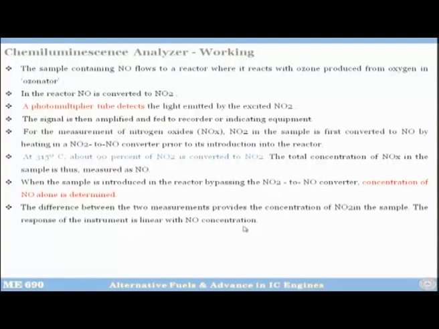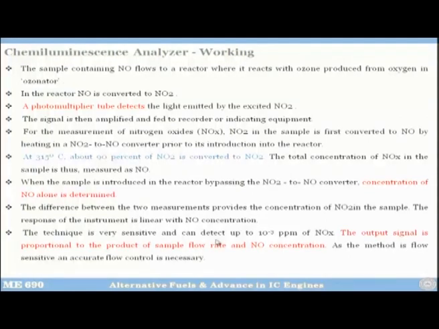The response of the instrument is linear with the NO concentration. This technique is very sensitive, and you see its sensitivity. It can detect down to 10 to the power minus 3 ppm of NOx. So, it is very, very sensitive. The output signal is proportional to the product of the sample flow rate and NO concentration. As the method is flow sensitive, accurate flow control is also required.